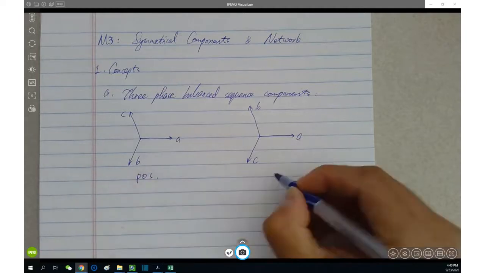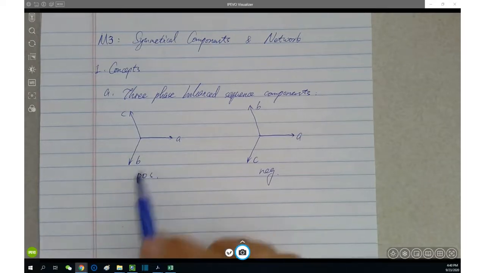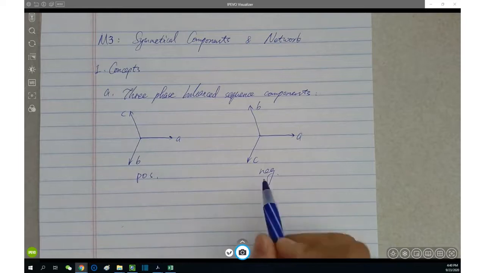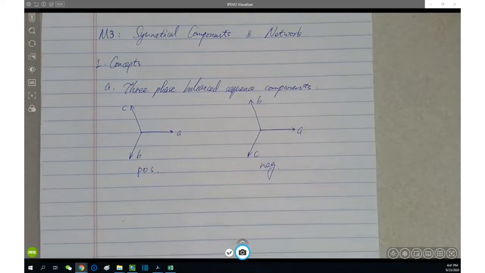Positive, okay. Second is negative. Right, good. Okay, Suba is right. This is the first one is positive. So phase B is lagging phase A by 120 degrees. Right? And phase C is leading phase A. In negative sequence, the other way around. Just a different phase sequence.